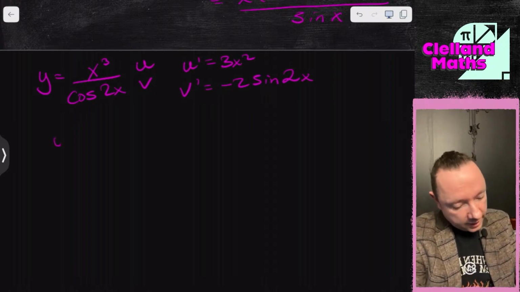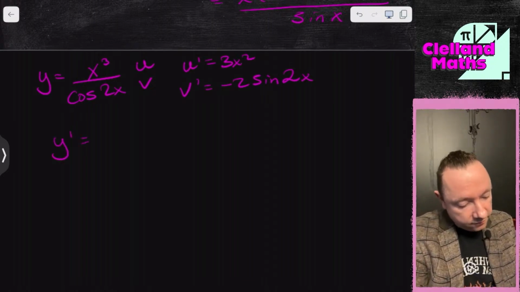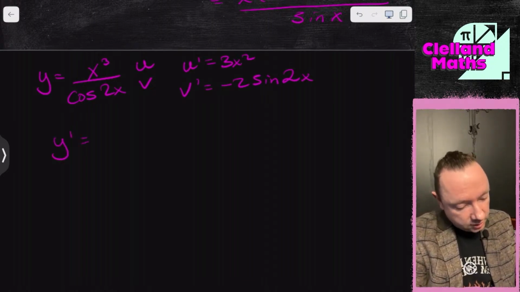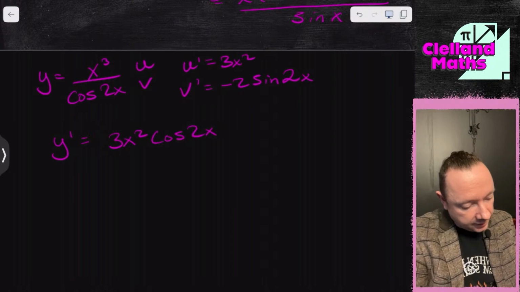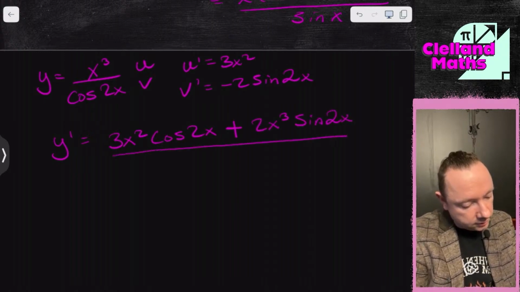So we've got y dash is vu dash, so 3x squared cos 2x, minus uv dash, well, minus times a minus is a plus, 2x cubed sine 2x, all over cos of 2x squared. Cos squared 2x or cos of 2x all squared, whatever you prefer.